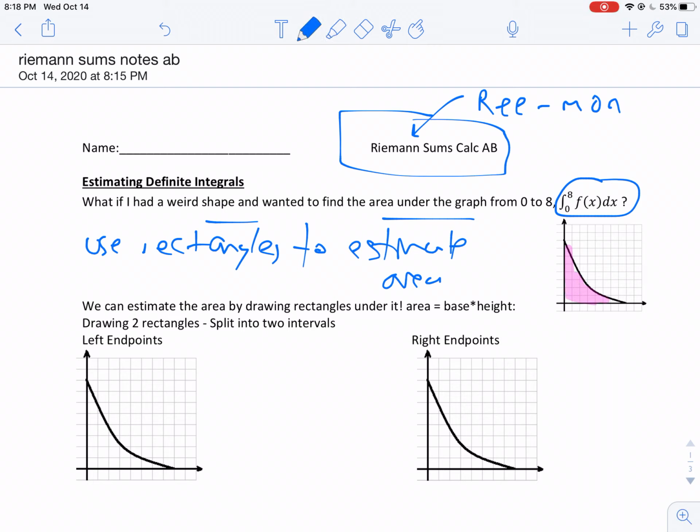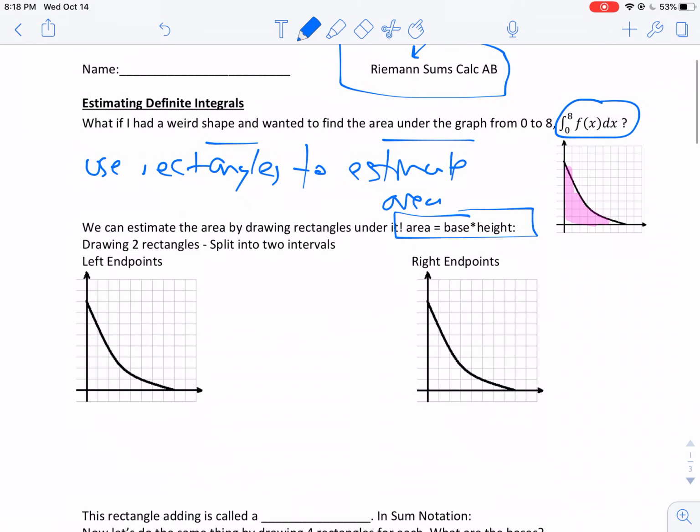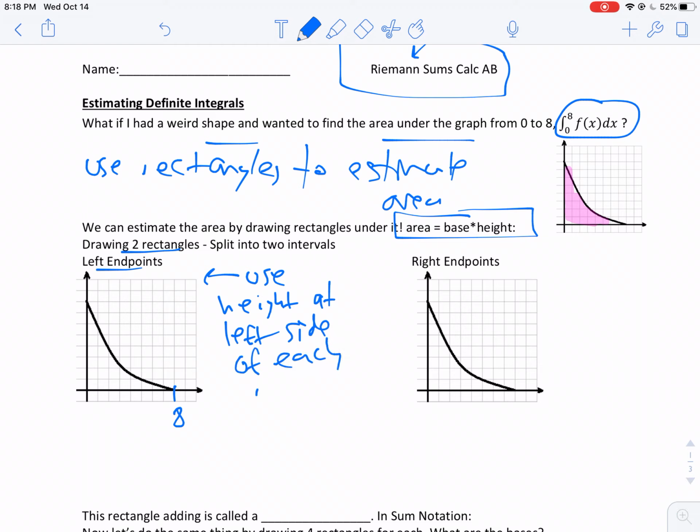Okay, so let's go. We can estimate the area basically by drawing rectangles. Remember, the formula for the area is base times height. So what we're trying to do here is go from 0 to 8. I'm going to do two rectangles, and I'm going to do this two ways. First off is going to be the left-hand point. So what I'm doing here is using the height at the left side of each interval. I'm splitting this up into two different intervals, from 0 to 4 and then 4 to 8.